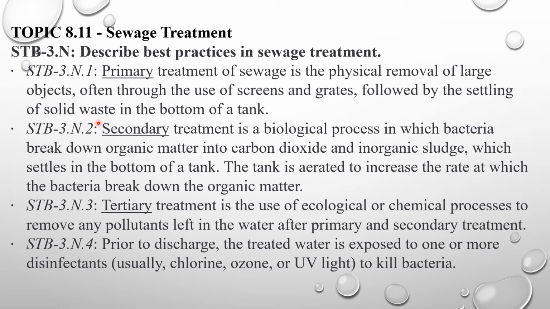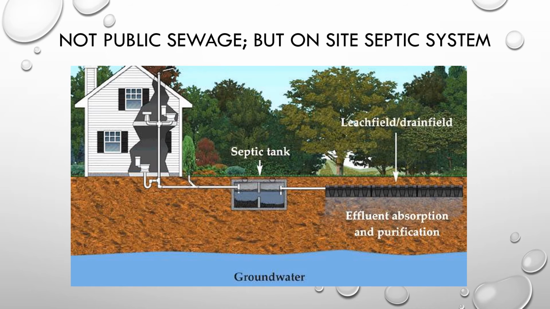We have our primary, secondary, and tertiary treatment, and then right before we discharge it, we use chlorine, ozone, or UV light to kill additional bacteria. And then we still put that water right back into our streams. Now, if you're not on public water, you could be on a septic tank. So this is not public sewage. This is just on-site sewage and how you treat your sewage when it's on-site just at your home.